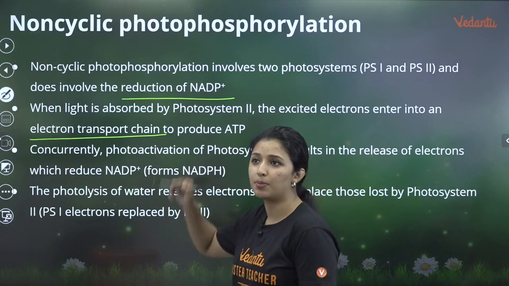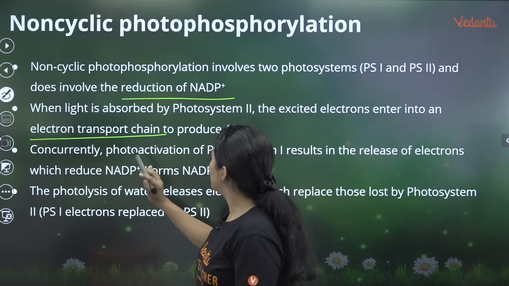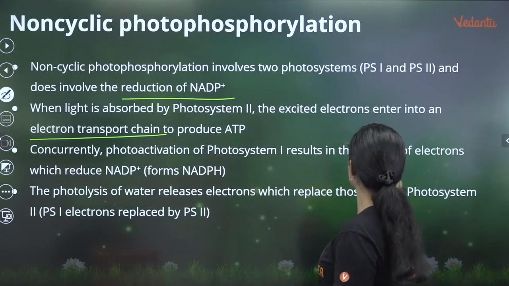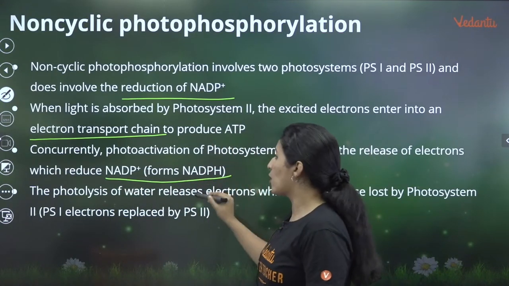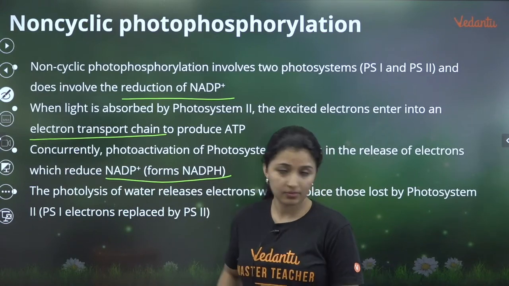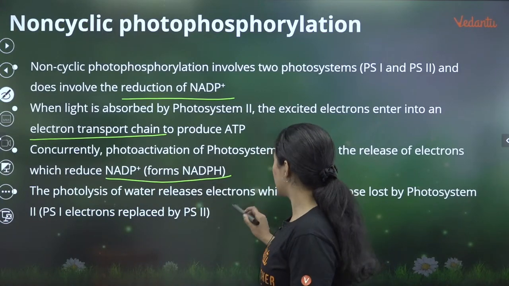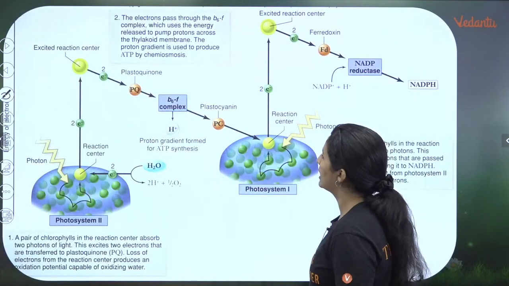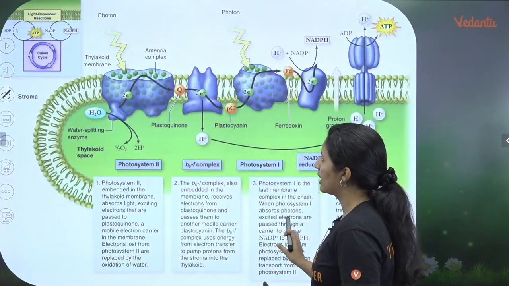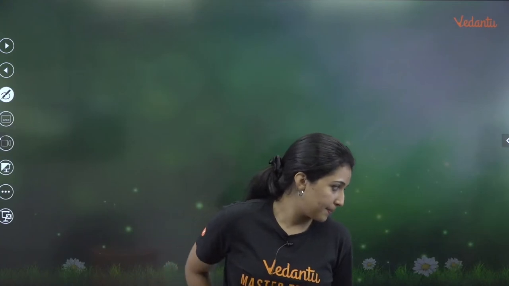I will show you how the movement happens. Photoactivation of the photosystem results in the release of electrons, which reduce NADP+ and form NADPH. The photolysis of water releases electrons, replacing those lost by the photosystem. Okay, this is the structure. I guess I will start drawing. If you want, you can draw along with me. Just follow.